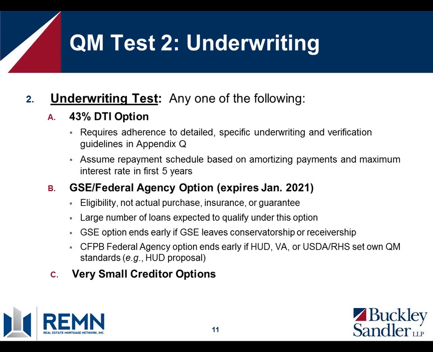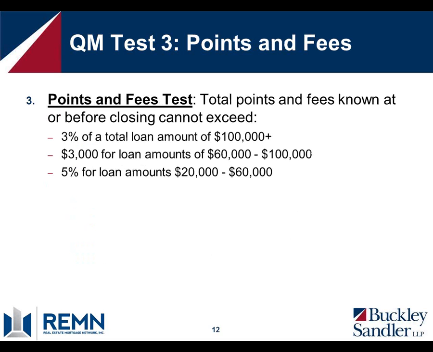Okay, there are also options for very small creditors. I'm not going to get into those. So we'll move on to the third test. And this is also a test that the other agencies, HUD and the VA and USDA, do not have the ability to exempt folks out of. And it's the points and fees test. This basically provides that to be a qualified mortgage, the points and fees known at or before consummation cannot exceed certain thresholds that are tied to the loan amount.